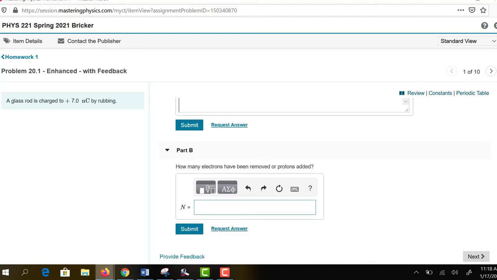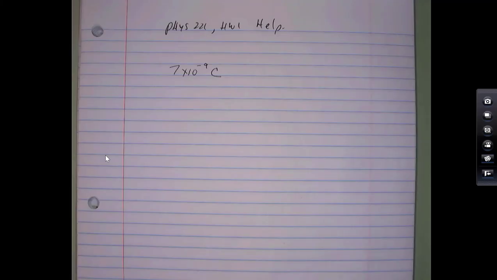Part B, how many electrons have been removed or protons added? So we've got a total of plus 7 to the minus 9th coulombs. How many electrons or protons does that make up? Let's take a look at that. You might have different numbers than me, but the numbers are randomized here. On my homework, it's 7 nanocoulombs, which means 7 times 10 to the minus 9th.